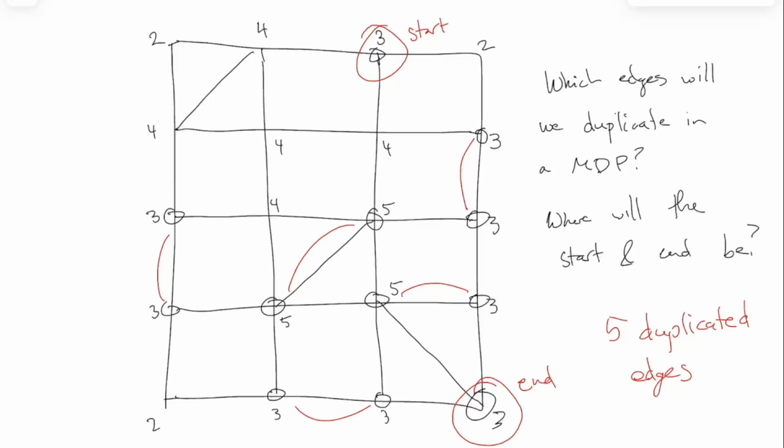So which edges will we duplicate? It's those 5. And where will the start and end be? It's those other 2 odds left over.